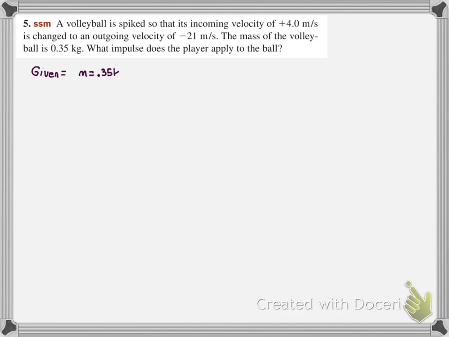The next problem, number 5, we're given the mass of a volleyball that is experiencing a change in velocity after being spiked. They tell us the initial velocity is 4 meters per second. The final velocity is negative 21 meters per second because it's being hit in the opposite direction. What they want us to find is the impulse that the player applies to the ball. Now, we don't have any information about the player. All the information we have is about the volleyball. But if we can calculate the impulse that the volleyball experiences, then by Newton's third law, we can figure out the impulse that the player who hit the volleyball experiences.